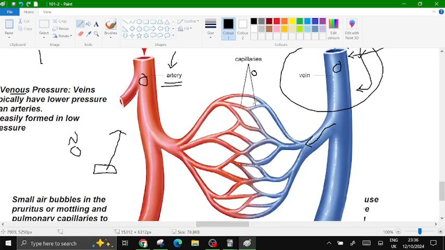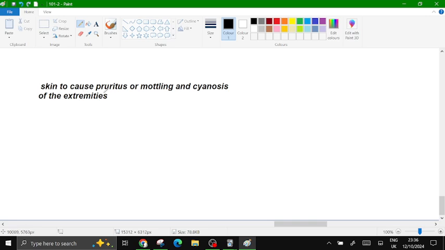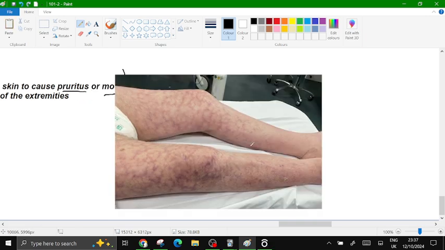Some of these air bubbles will also travel through the veins to the venules and then the capillaries in the skin, and that's why you will see mottling of the skin. So the patient will come with pruritic skin, as well as you will see mottling or cyanosis of the extremities. And this is what I mean by mottling. And bluish color or cyanosis of the extremities.